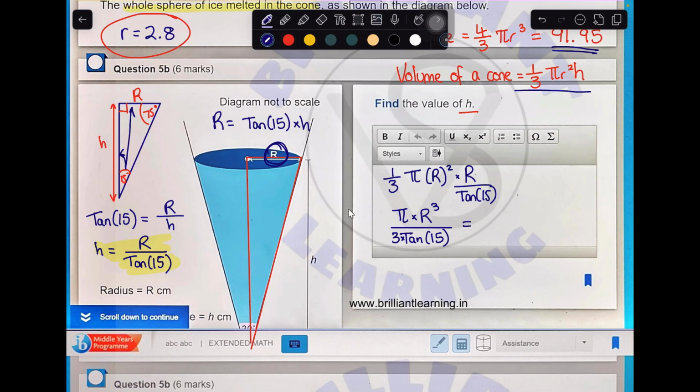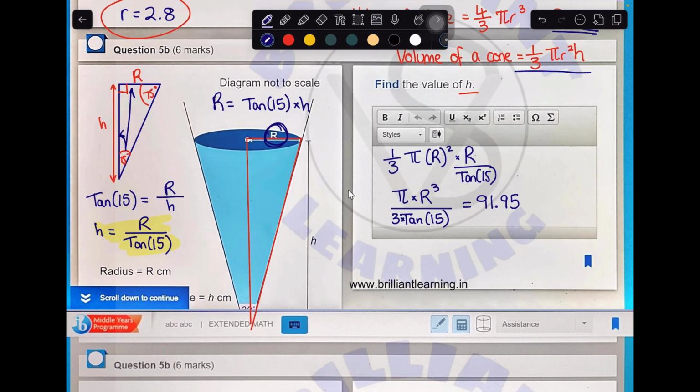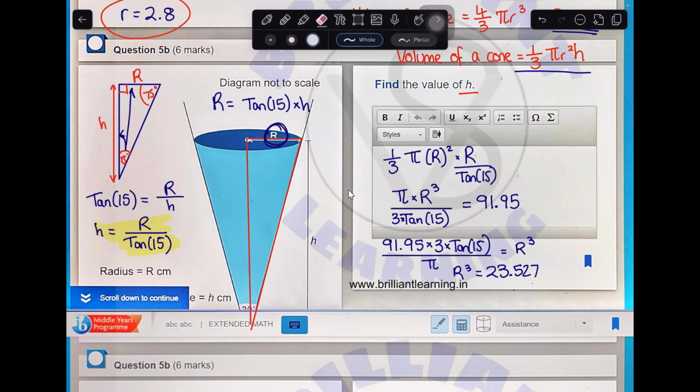I know that volume is equal to the volume of the sphere, which was 91.95. So now we need to rearrange to find r. We're going to have 91.95 multiplied by 3 times tan 15, and that would be equal to pi times R cubed. Let's divide all of that by pi to isolate R cubed. So R cubed is equal to 91.95 times 3 times tan 15 divided by pi. R cubed is equal to 23.527. Let's find the cube root of that. R is equal to 2.86544.